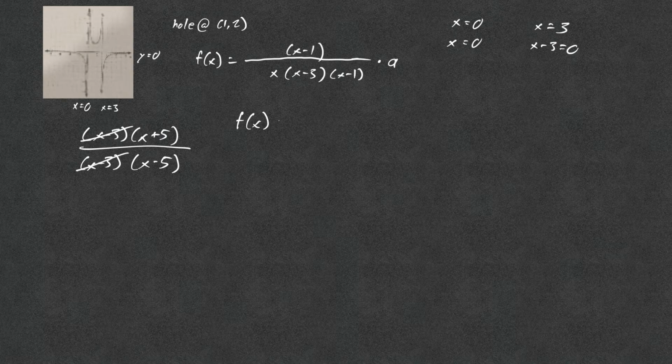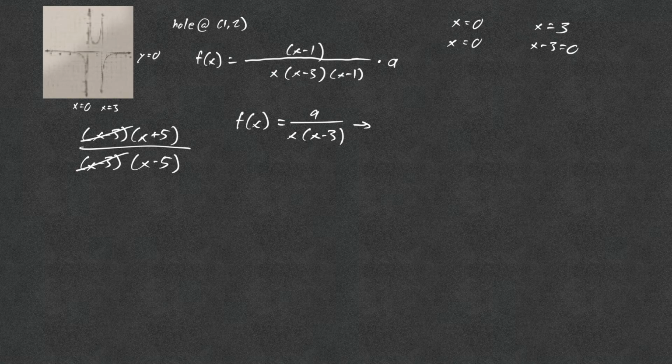This just simplifies to a over x times x minus 3, right? Because this part cancels out this. Now, obviously, if we plug in 1 right away, then this is 0 over 0. Bad things happen, or weird things happen, I should say. So let's just avoid that, get that out of the way.